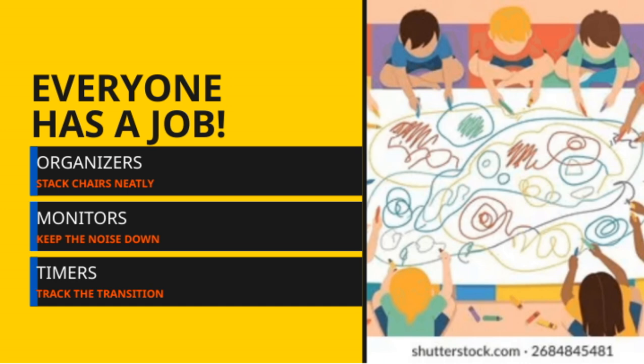Monitors play a key role here, helping us stay aware of the time and manage any technical issues quickly. Stack chairs neatly. It's a simple way to keep the area organized and safe for everyone. Using organizers is also essential. They help us keep supplies and materials in order, making setup and cleanup much easier.